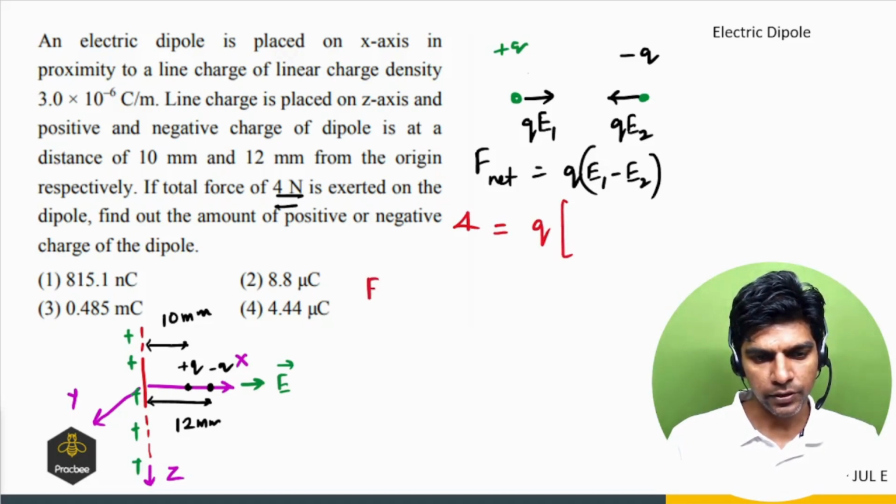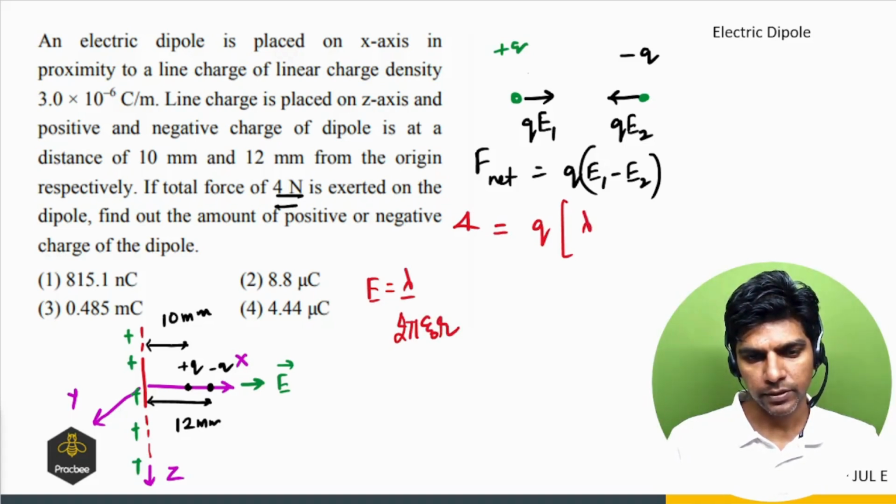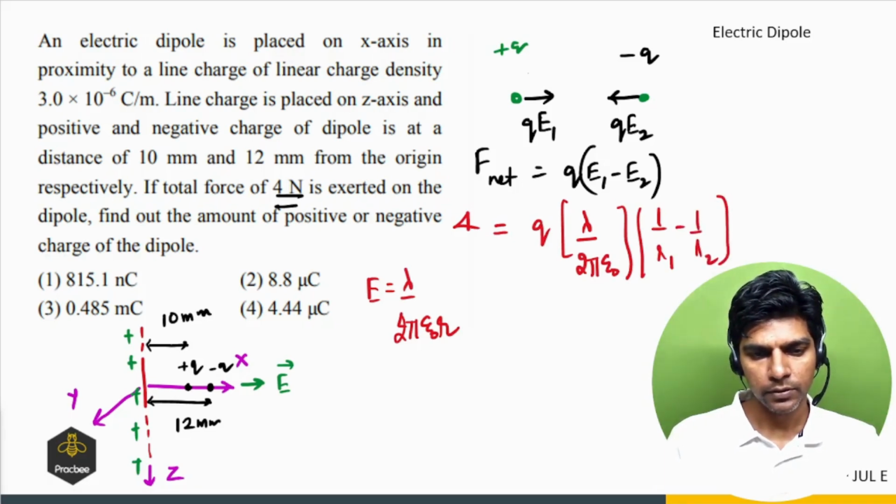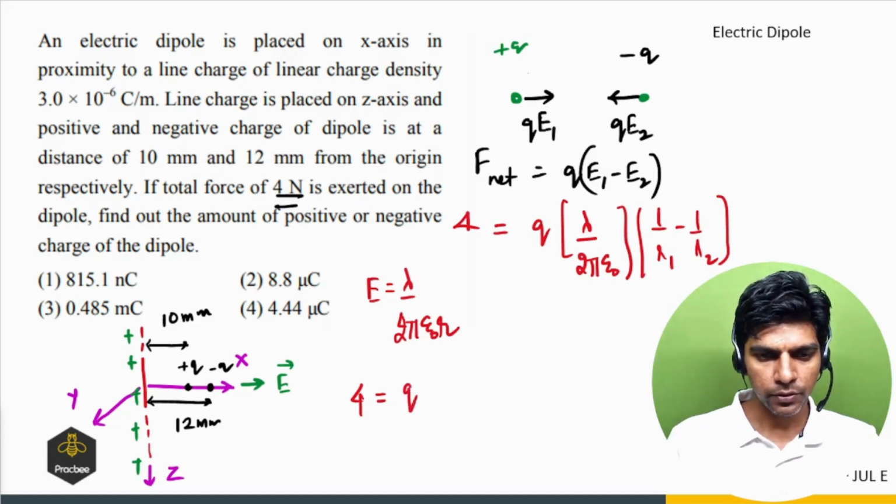An electric field due to a line charge is given by lambda upon 2 pi epsilon naught times r. So lambda upon 2 pi epsilon naught will be common, and then we have 1 by r1 minus 1 by r2. So V is equal to Q.